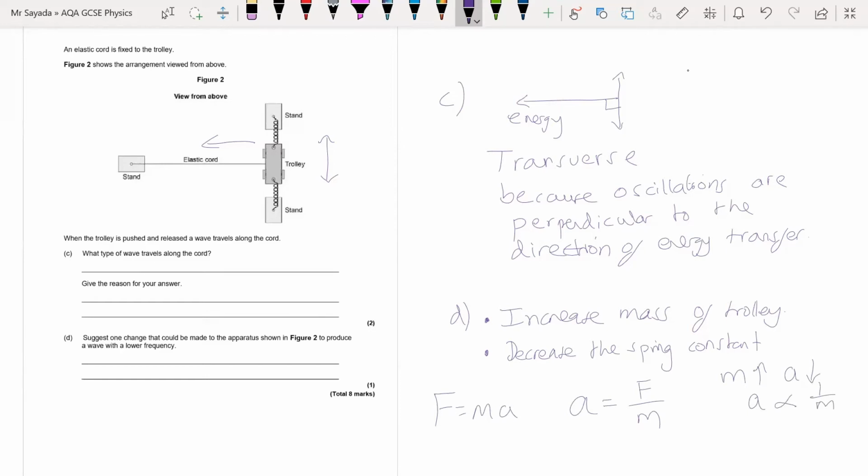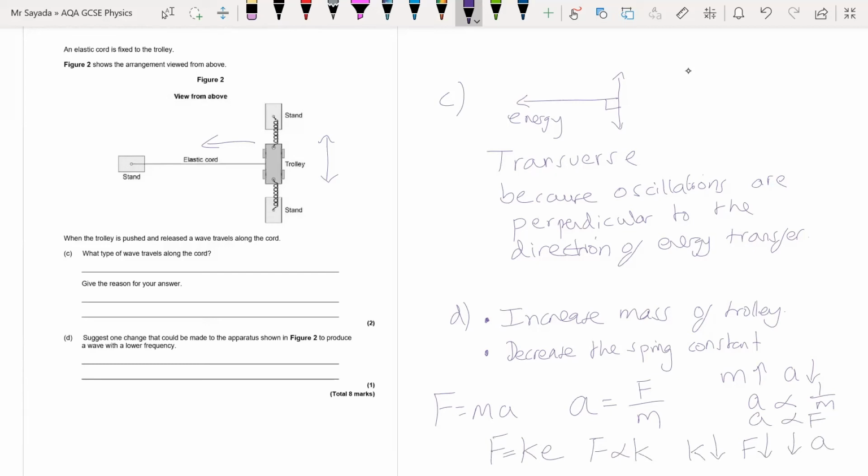But if we decrease the spring constant, that can also work, because we have the equation force is spring constant times extension, which means that the force is proportional to the spring constant. So if we decrease the spring constant, we therefore decrease the force. And from Newton's second law, resultant force and acceleration are directly proportional. So that means we decrease the acceleration as well.